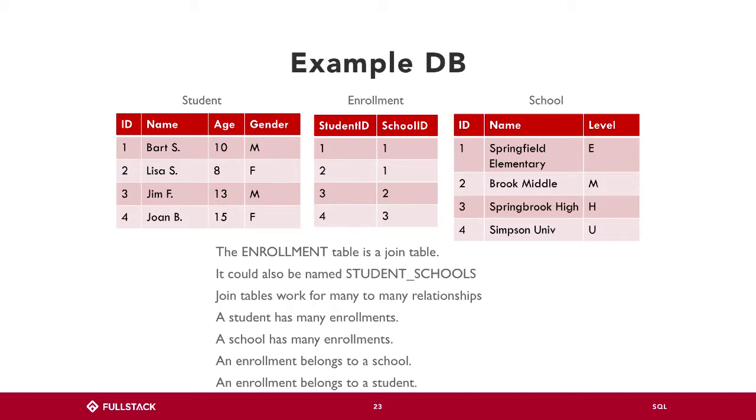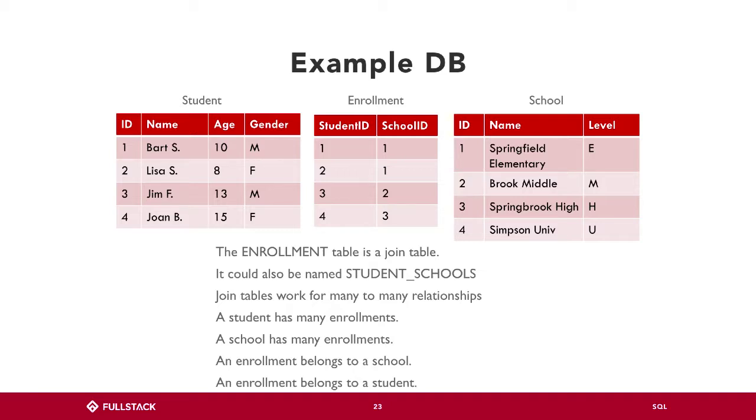Sometimes you'll see things named a little bit differently. One of the things that sometimes is done is you might call it student schools, you might call it school students. It's joining these two things together. So join tables work, in this case, this is a specific join table. They work for many-to-many relationships.